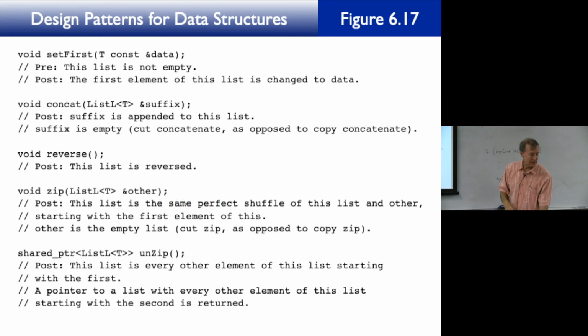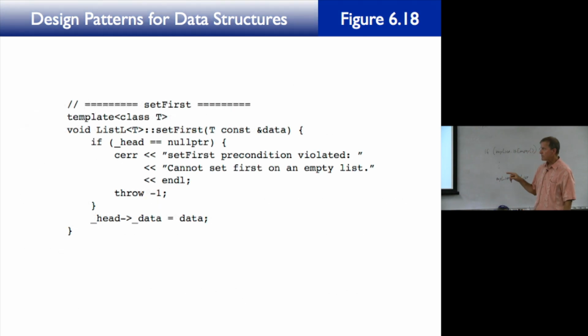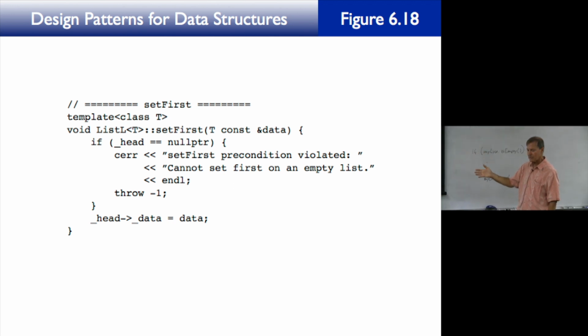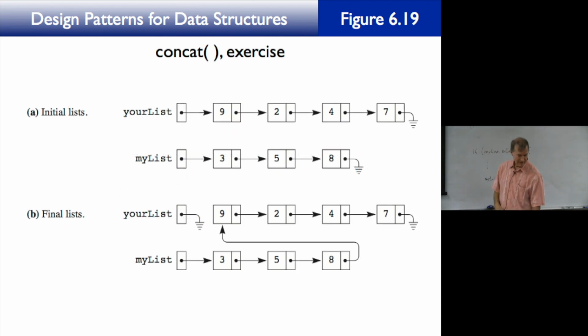So now here are some methods for manipulation. Okay, here's set first. So set first does just one simple thing. We give it 99 and we say my list dot set first 99, and it sets the first. So what does it do? We have this precondition, it can't be empty. You can't set the first of an empty list because an empty list doesn't have a first. Otherwise, head arrow underscore data gets data. Right? That's pretty straightforward.